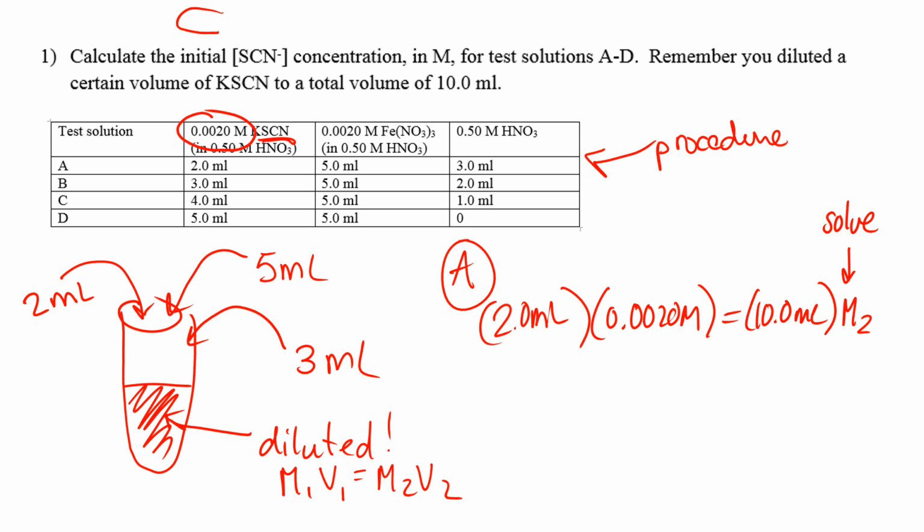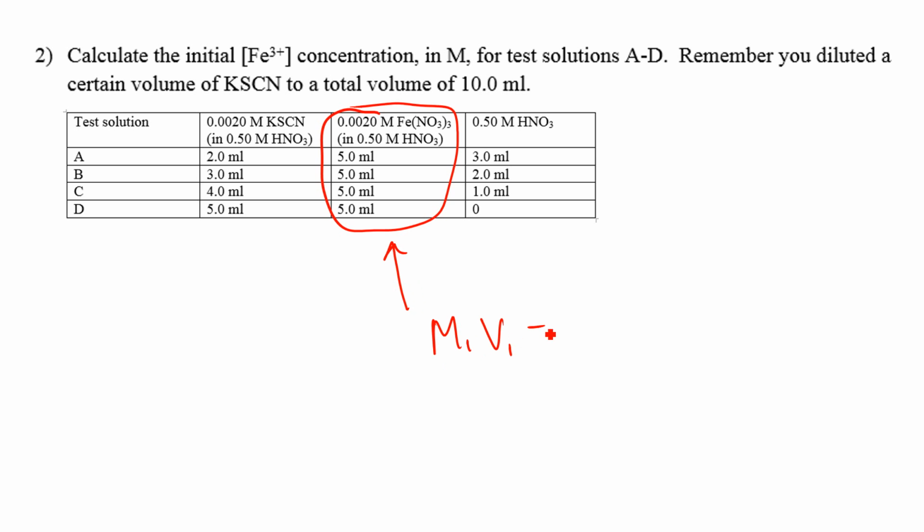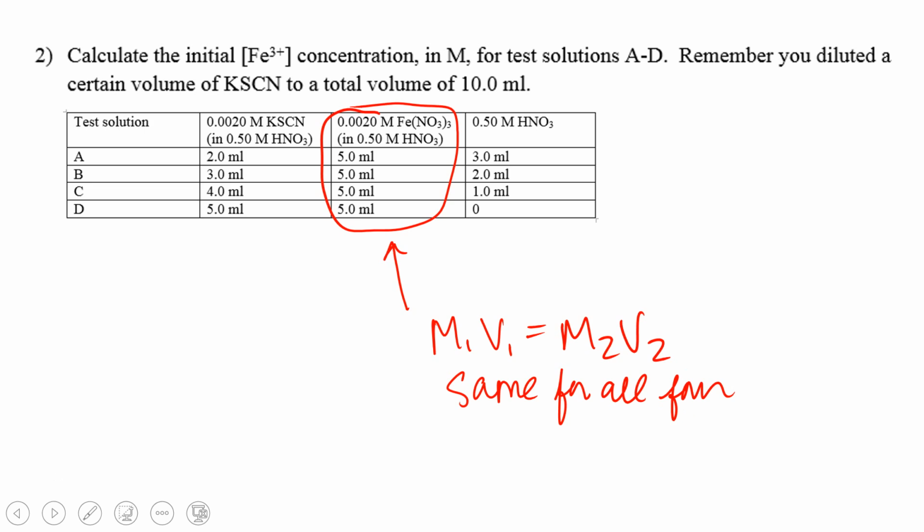Same thing is happening in problem 2. In problem 2, you will notice that each of your test solutions received the same volume of iron, so you only have to do this calculation once. It's going to be the same for every test solution, so it'll be the same for all 4. No, you don't have to show it 4 times. That'd be silly. If you did show it all 4 times, that's fine too. Okay, so that's that one.